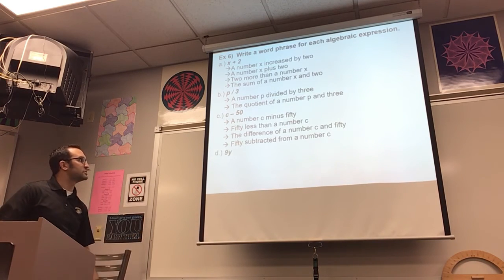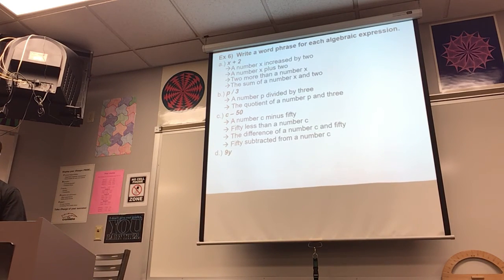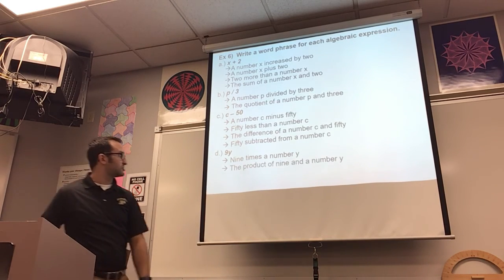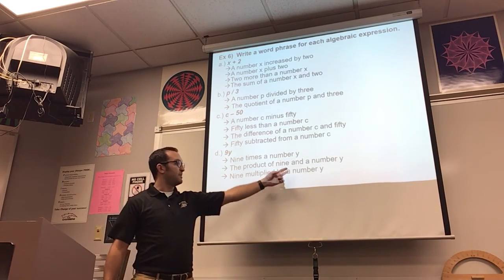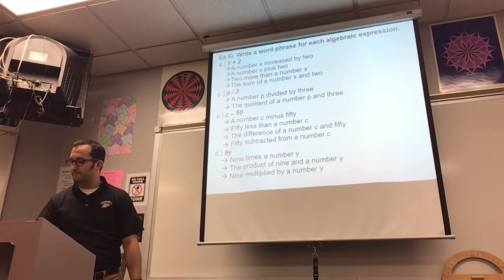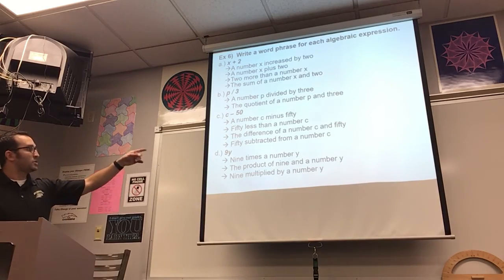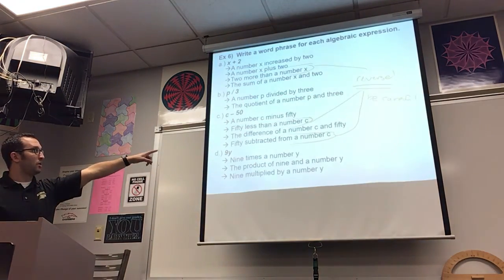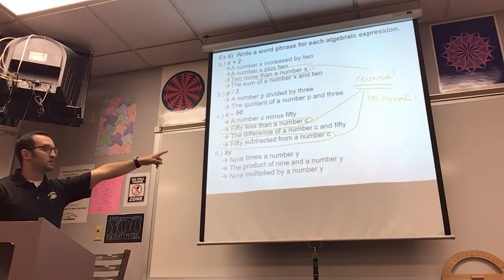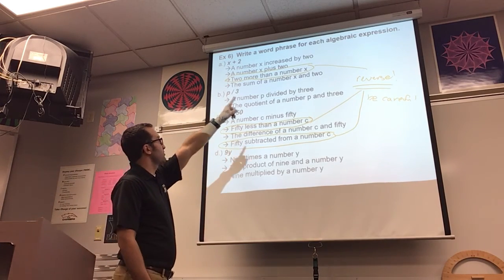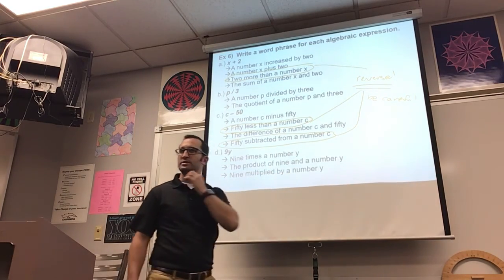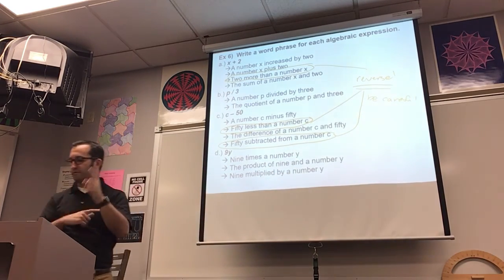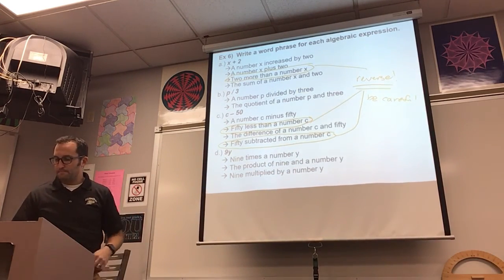I think this one's pretty straightforward. 9 times y, right? How many people used 9 times y? Let's be honest, that's the easiest one. Hopefully you talked about some others as per the instructions. The product of 9 and a number, or 9 multiplied by y. So, which ones of these are reversed? Notice the ones that need to be reversed: 2 more than a number x, or 50 less than, 50 subtracted from. Notice those two-word phrases a lot of times are the flipped ones. Okay?